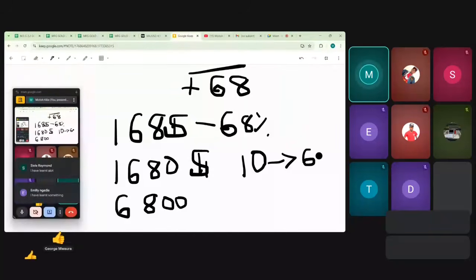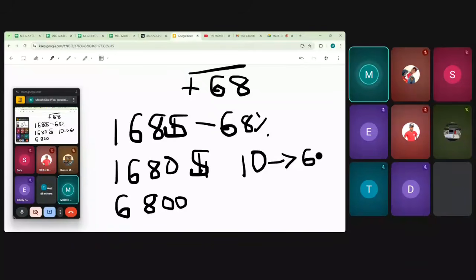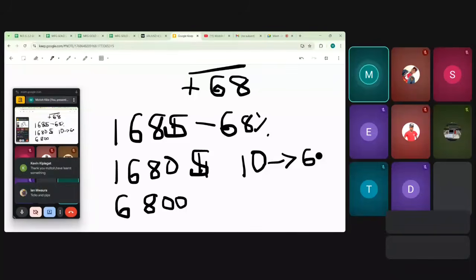Omolo, I'm interested in this. I have learned a lot. Sir, Raymond, Emily, I've learned something. If you've just learned something, type down there. Mzito, I've learned something. Emily, I've learned something. Okay. Just tell me if you have learned something. Just type down there. I see Ian Maura.